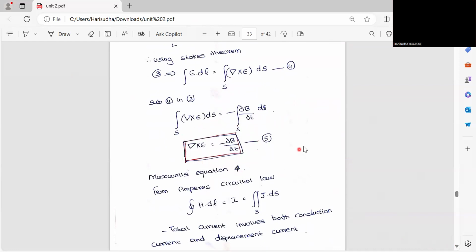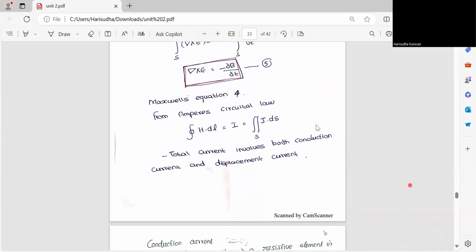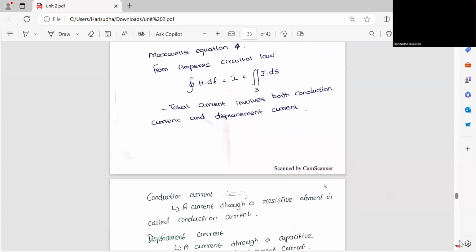Now, Maxwell's fourth equation we get from Ampere's circuital law. So what is Ampere's circuital law? In a closed path, the line integral of H dot dl will be equal to the enclosed current. This enclosed current can also be written in terms of the surface integral using J dot ds. Therefore, the total current involves both the conduction current as well as the displacement current.